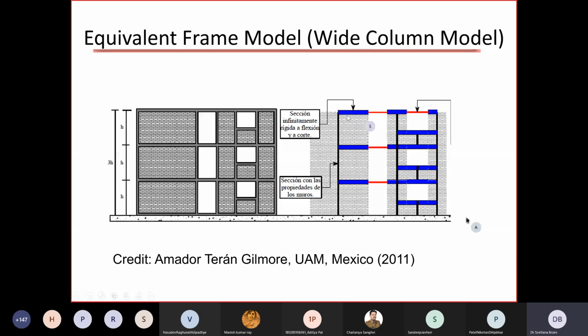The bold blue lines are showing rigid beams, which are simulating the effect of interaction between the wall and the floor slab. So they're not real elements. They're simulated elements which have high stiffness. The red lines are showing the actual beams, actually portions of the slabs. So the entire building can be modeled using this equivalent frame model in 2D or 3D. And that is what is done for engineering analysis, let's say for seismic analysis.